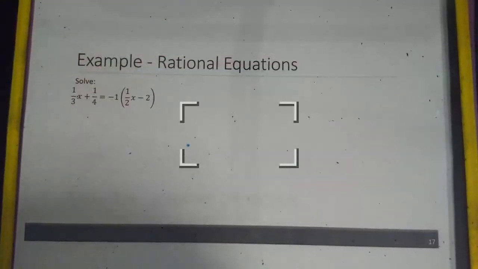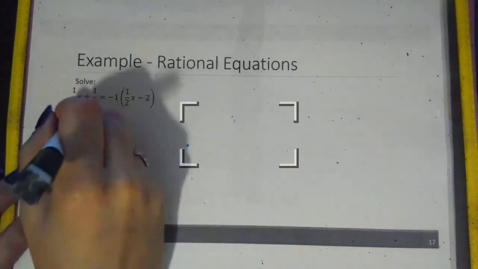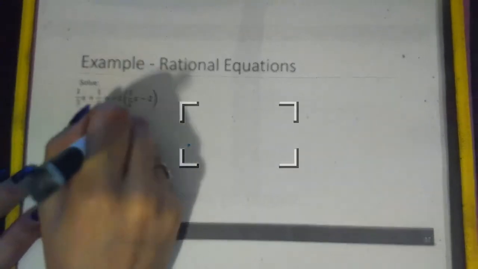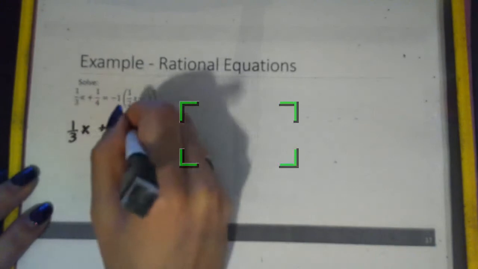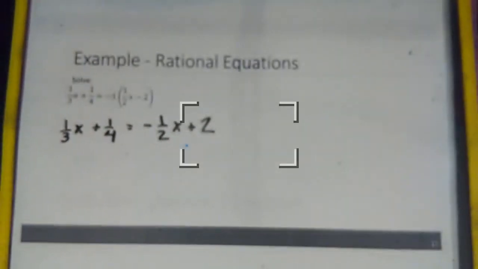Next up, we have 1/3 x plus 1/4 is equal to -1 times (1/2 x minus 2). I'm going to go ahead and distribute my -1 through the parentheses. That way I can clearly see what's going on. I have 1/3 x plus 1/4 is equal to -1/2 x plus 2. And all I did there was multiply through by my -1.